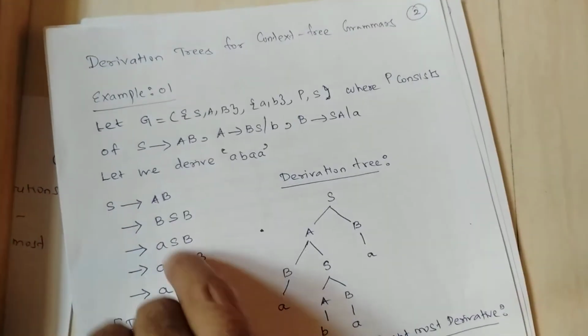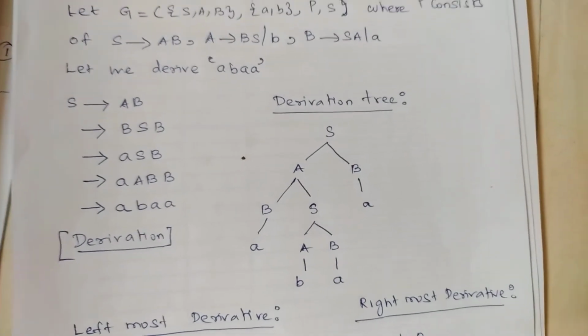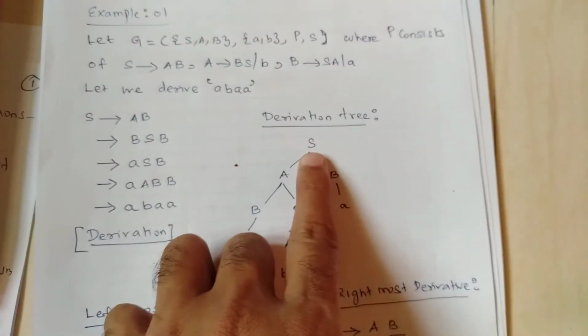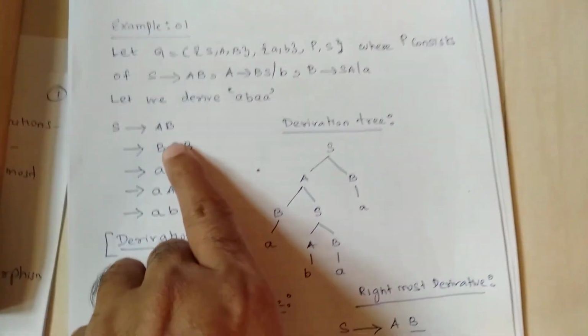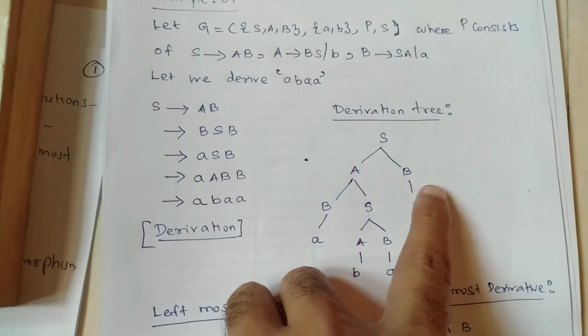Now the same can be represented by a tree structure. This is the tree structure. We start with the start symbol S, so it is written as the root. Then the production comes, AB, so it will have two branches, A and B.